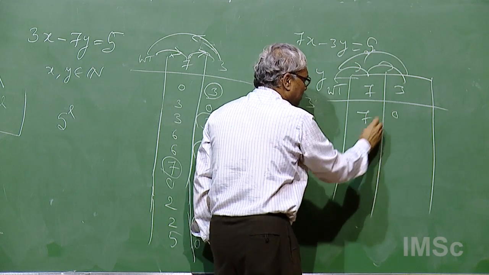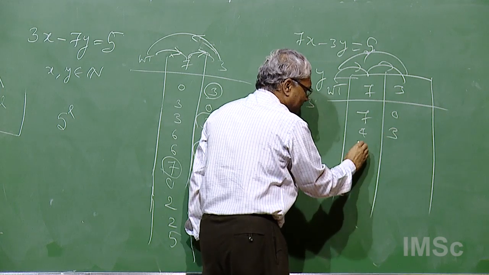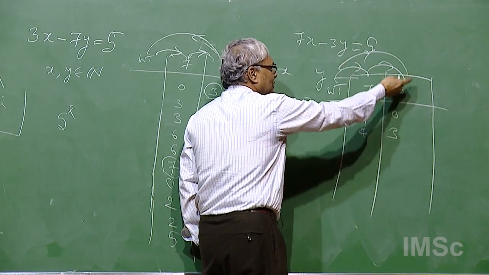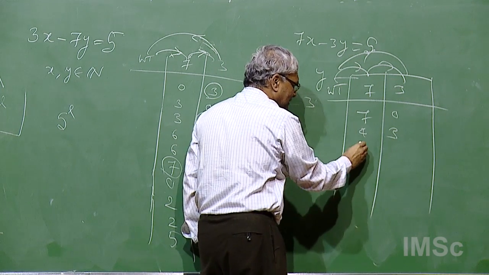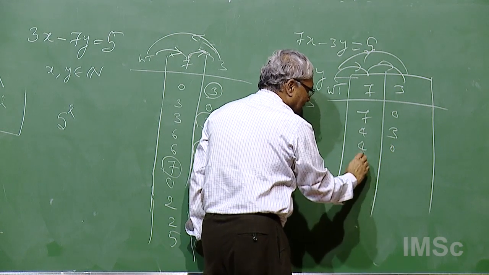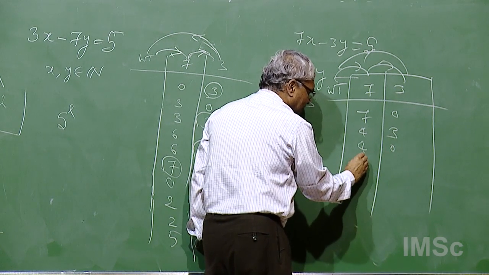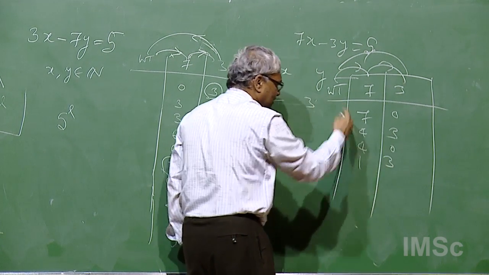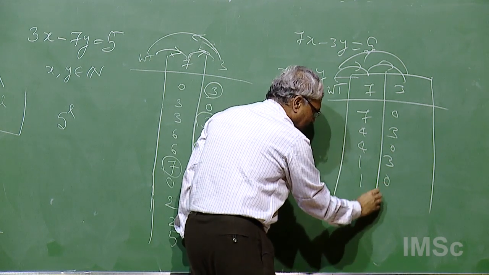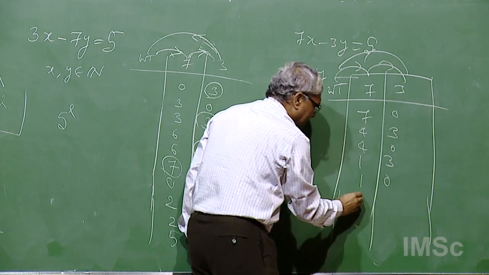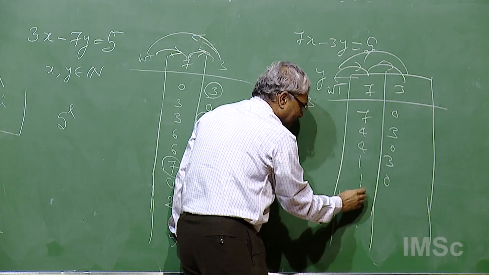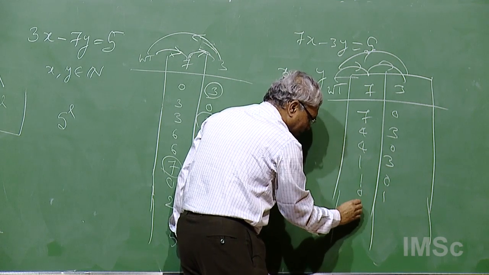So 7, 0 to begin with, and then you have 4, 3. Then you empty the 3-liter can into the water tank. So that becomes 4, 0. And then transfer from 7 to 3, it becomes 1, 3. Then you transfer to the tank, it becomes 1, 0. And then you transfer 1 to the 3-liter can, it becomes 0, 1.